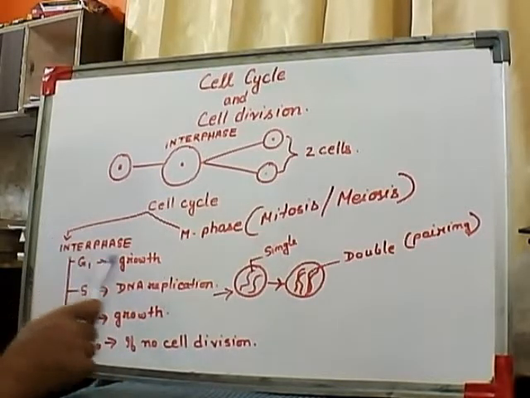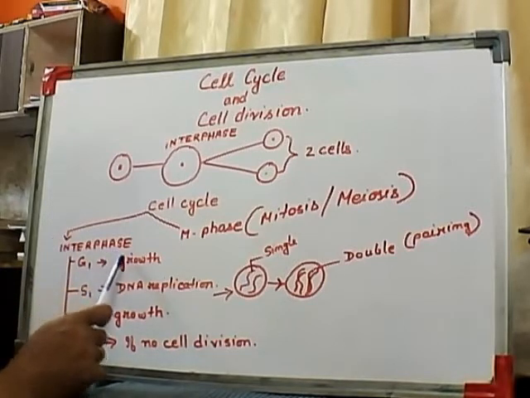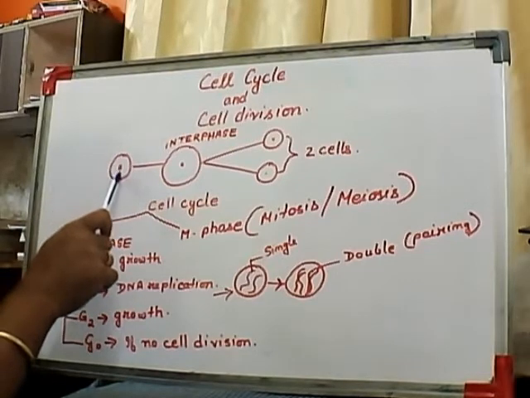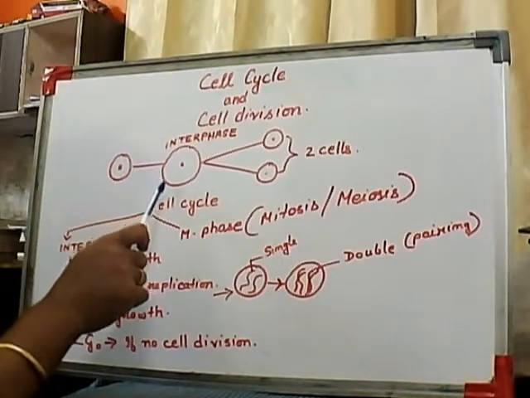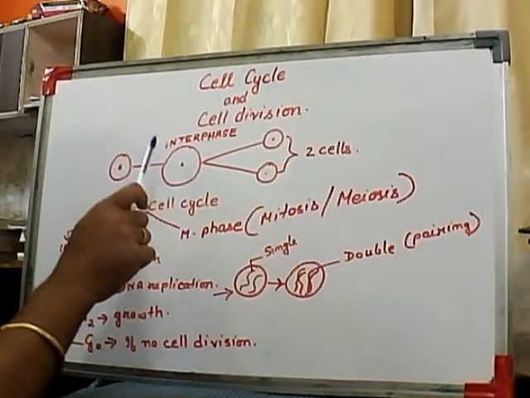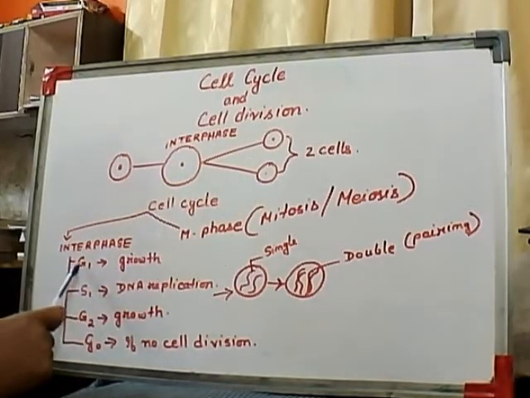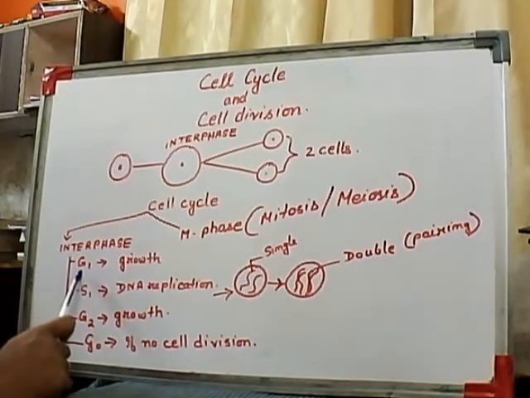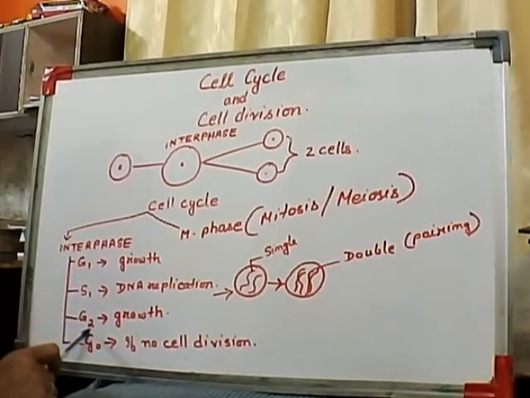Now what happens in the interphase? I have just told that interphase means when a cell is formed, this cell undergoes many changes, and according to the changes or the modification or the preparation which is taking place to undergo cell division, it can further be divided into three stages. Those are your G1 phase, S phase and G2 phase.